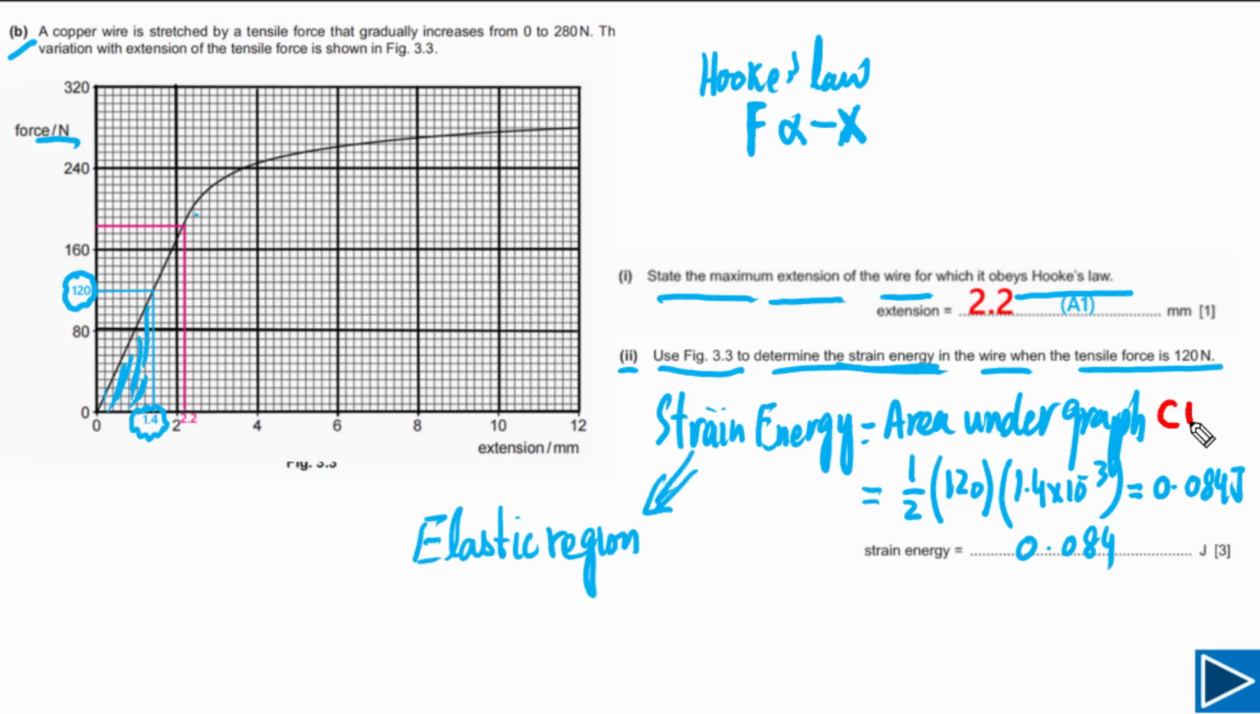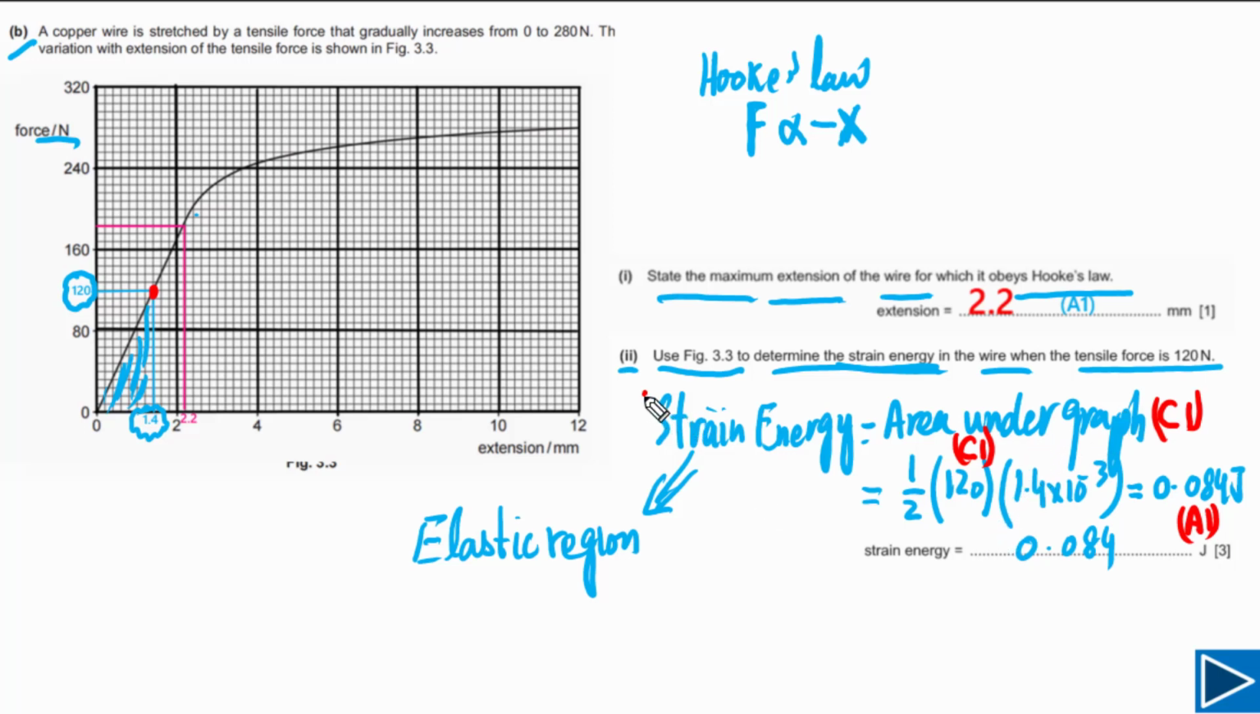The first mark you will get is if you have written strain energy is equal to area under graph. In this case, you can say strain energy is equal to area under graph because until this point, the wire is still in the elastic region. That's the reason you can say strain energy is equal to area under graph. The second mark is if you have plugged in the right values in the formula. The third mark is the answer mark, if you have got the right answer. If your answer is wrong, but you have done these 2 steps, you will still get 2 marks.